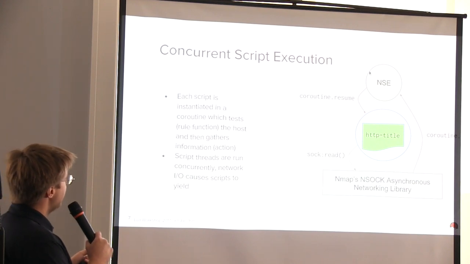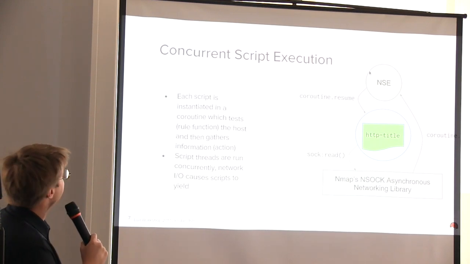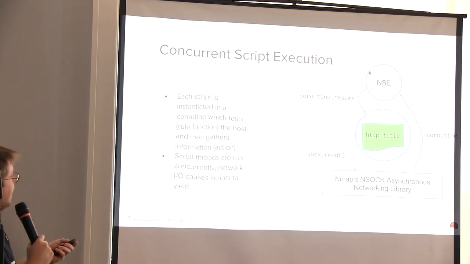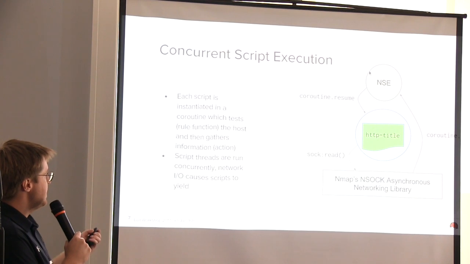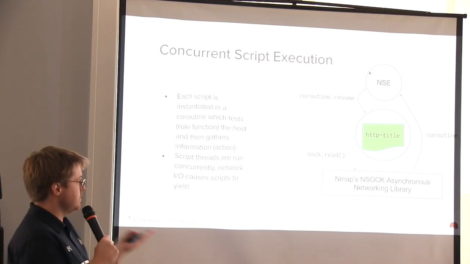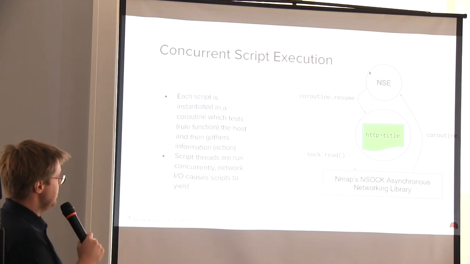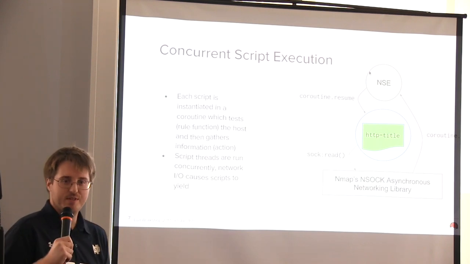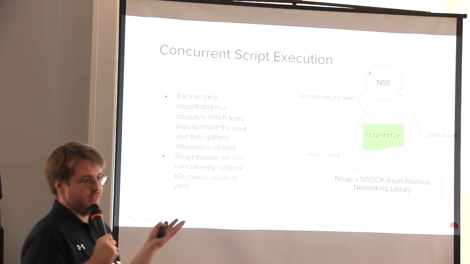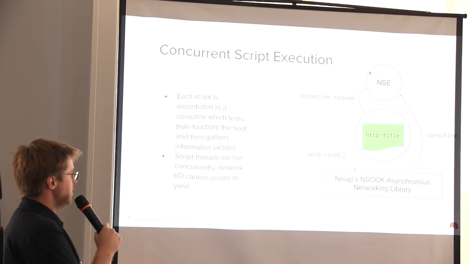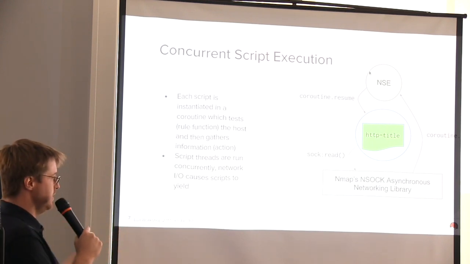So, how do we actually do this? Each script is instantiated using a coroutine, which tests the rule function, and if it passes, then it's going to execute the action function. So the rule function kind of became an anachronism as we went forward, talking about features that are missed features today. Really, the action function could have tested that to begin with, because we're always going to instantiate the coroutine and run the rule function, and then following that, the action.